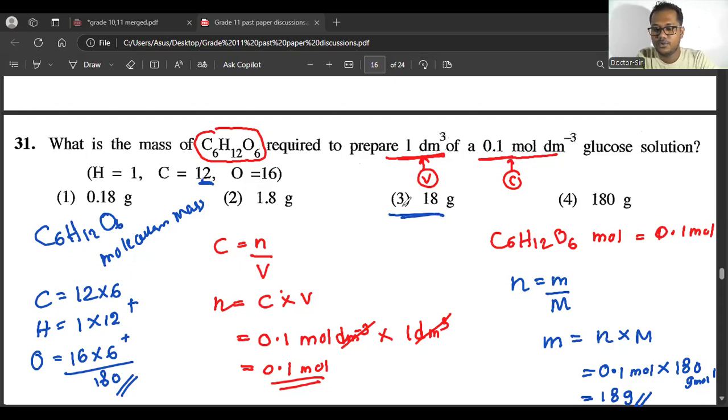So I think most of you got the correct answers. If you want, you can do these calculations. I think most of you are very good at these chemical calculations.